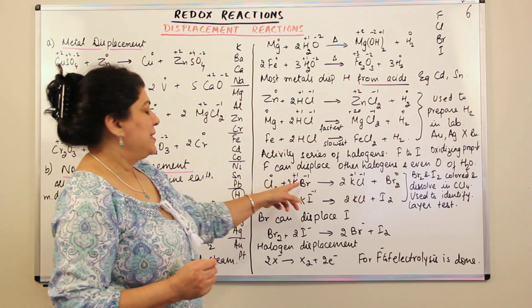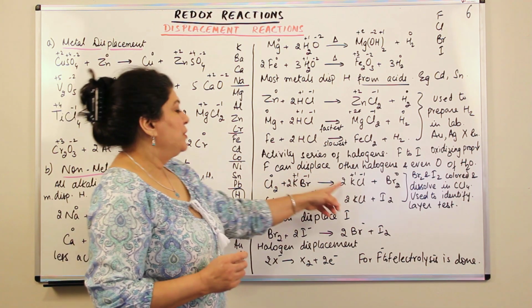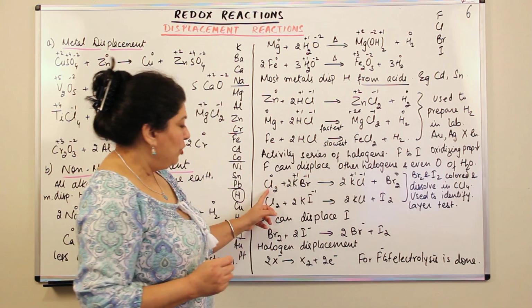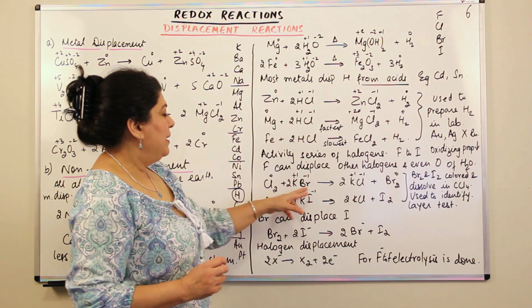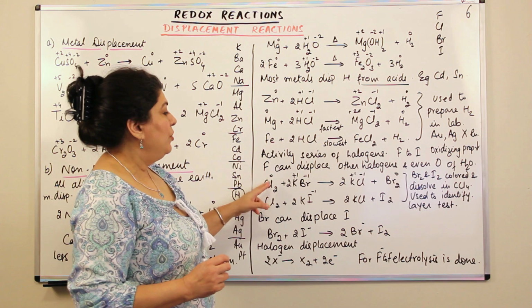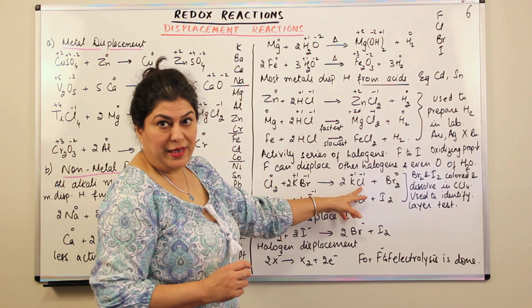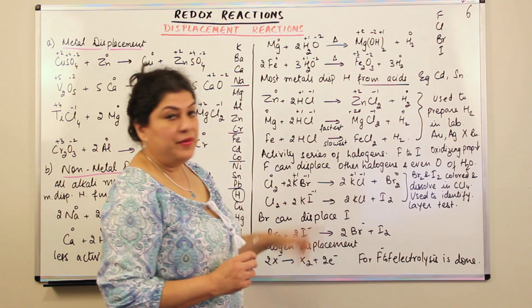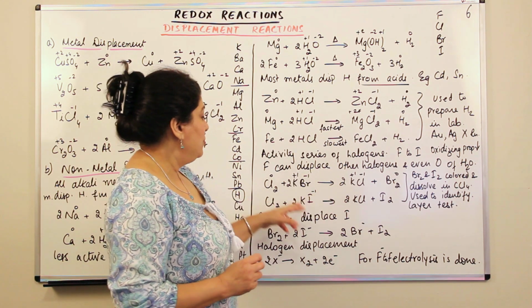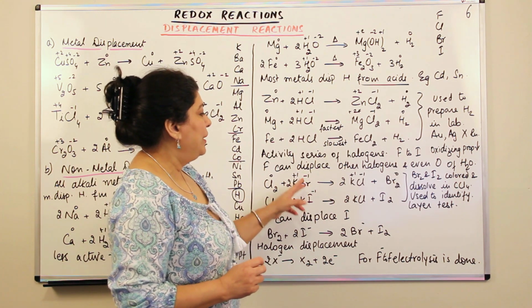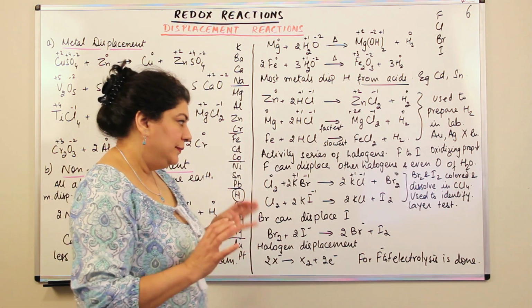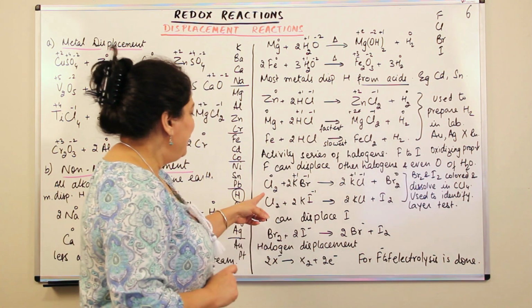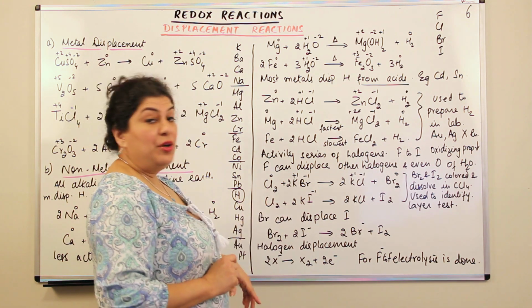Chlorine combines with potassium bromide to give us potassium chloride and bromine, which means chlorine being stronger can displace bromine. So we get KBr when it reacts, chlorine was 0, it turns into -1. So chlorine gets reduced, and bromine was -1, it turns into 0, so bromine gets oxidized. That is okay.